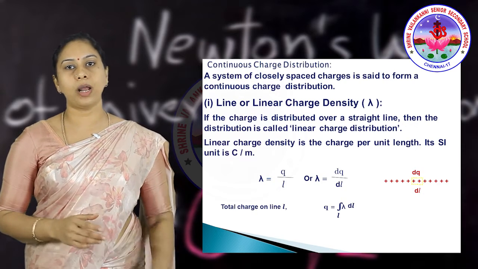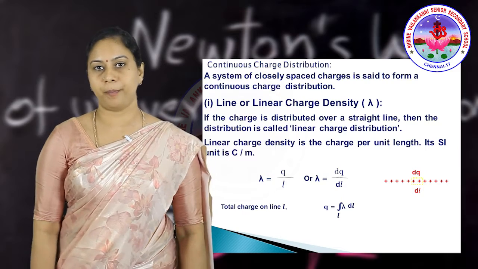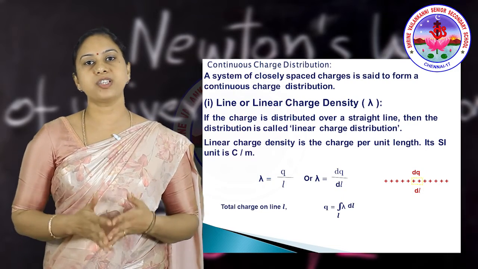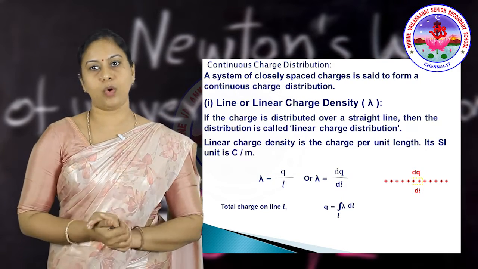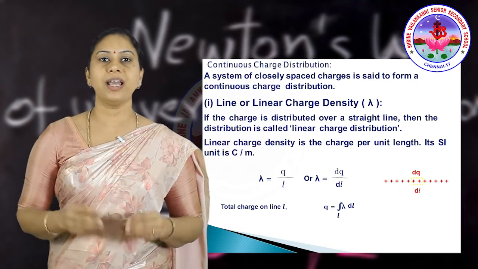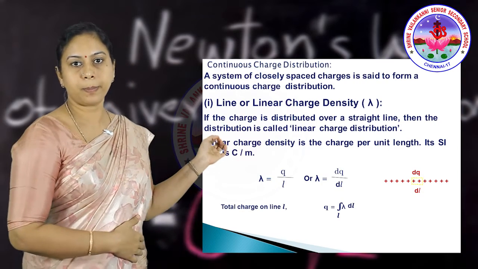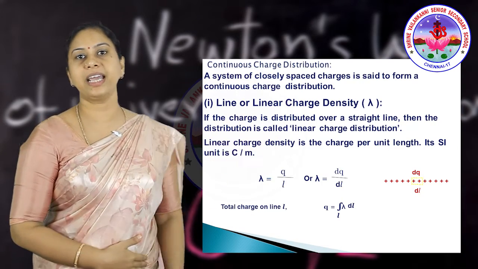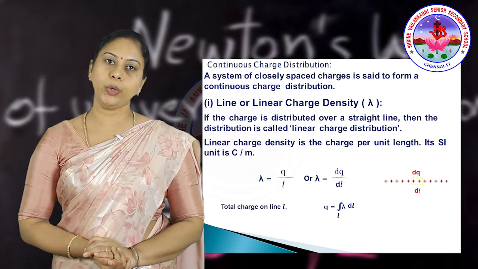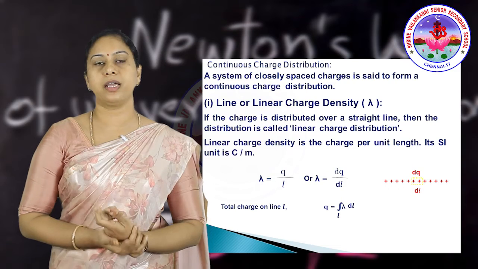So the line or linear charge density we denote by lambda. If the charge is distributed over a straight line or one dimension, we can say the distribution is a one dimensional or linear charge distribution. See the diagram on the screen. We have the straight line, and we take dq for a small instant of value.